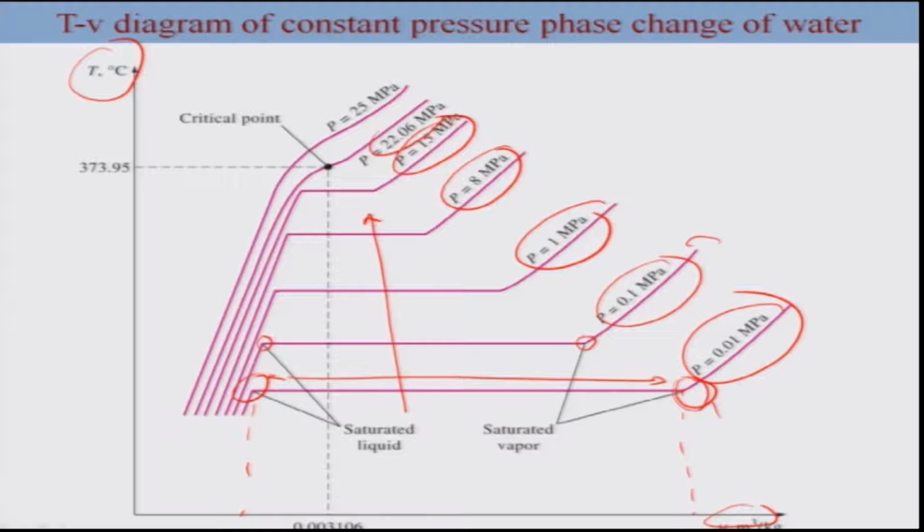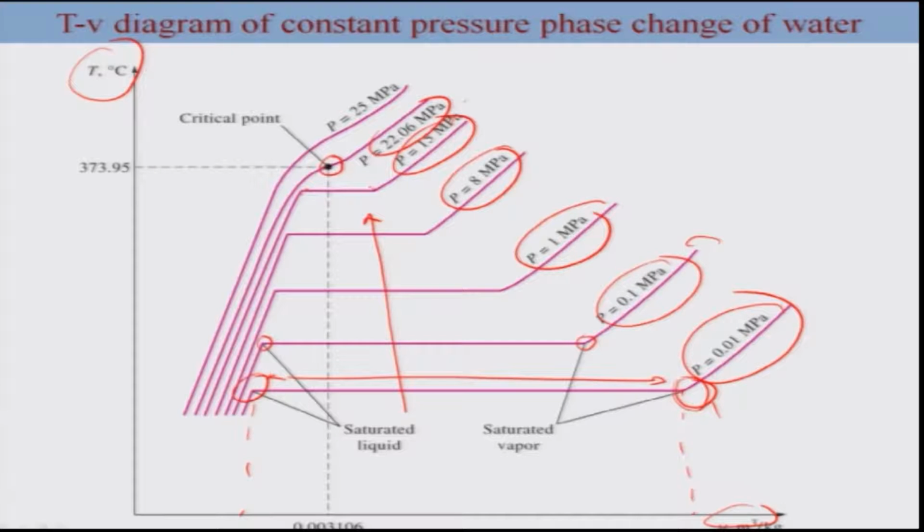And at a certain point, these two points coincide. The two points are the saturated liquid and saturated vapor. At this particular point, you cannot distinguish saturated vapor and liquid. So this is the point which we call the critical point, where there is no phase separation. The phases cannot be separated. It is all homogeneous. Okay, so this critical point is associated with all the systems, all the substances.